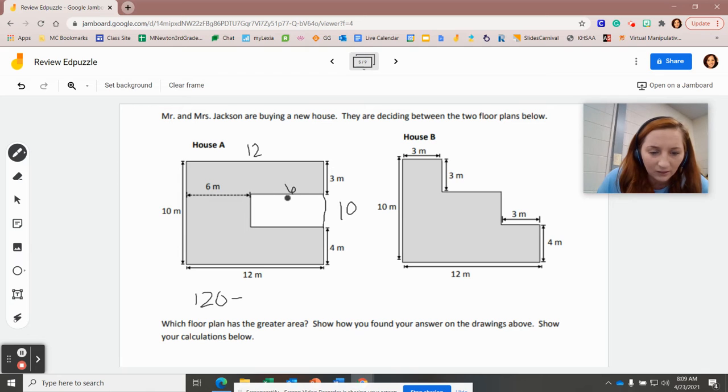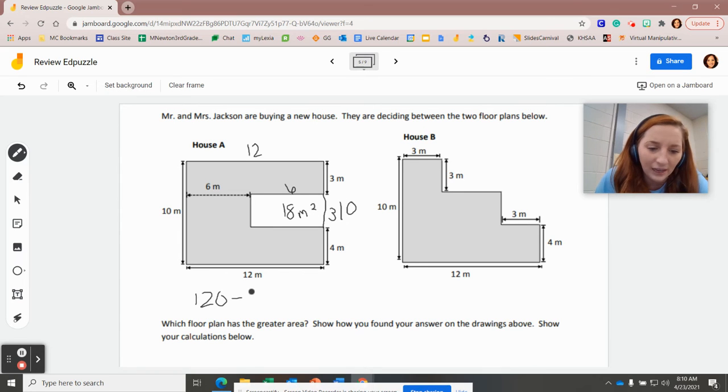6. Very good, because 6 plus 6 is 12. Okay, if this is 3 and this is 4, that's 7, and this whole thing has to be 10. I know that this side's actually 3. Good. So I do 6 times 3 to find the area of this, and it's 18 meters squared.